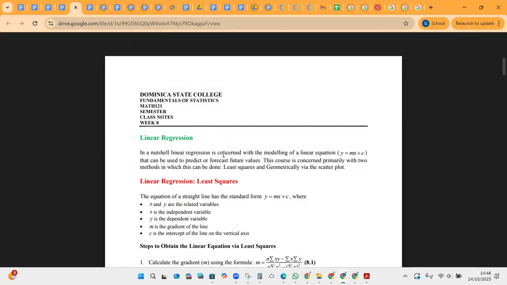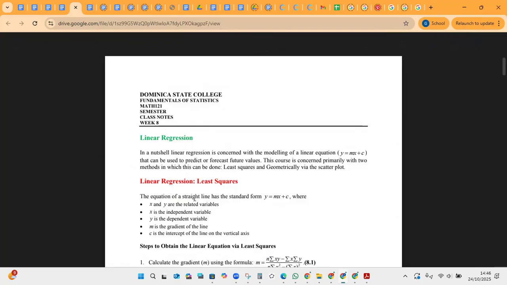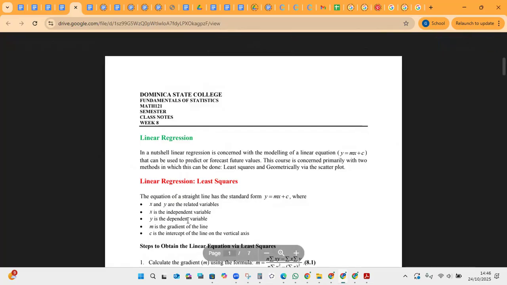Now it's called least squares linear regression. The equation of a straight line has a standard form y = mx + c. We all know that, where x and y are the related variables. X is the independent variable, y is the dependent variable, m is the gradient, and c is the y-intercept.